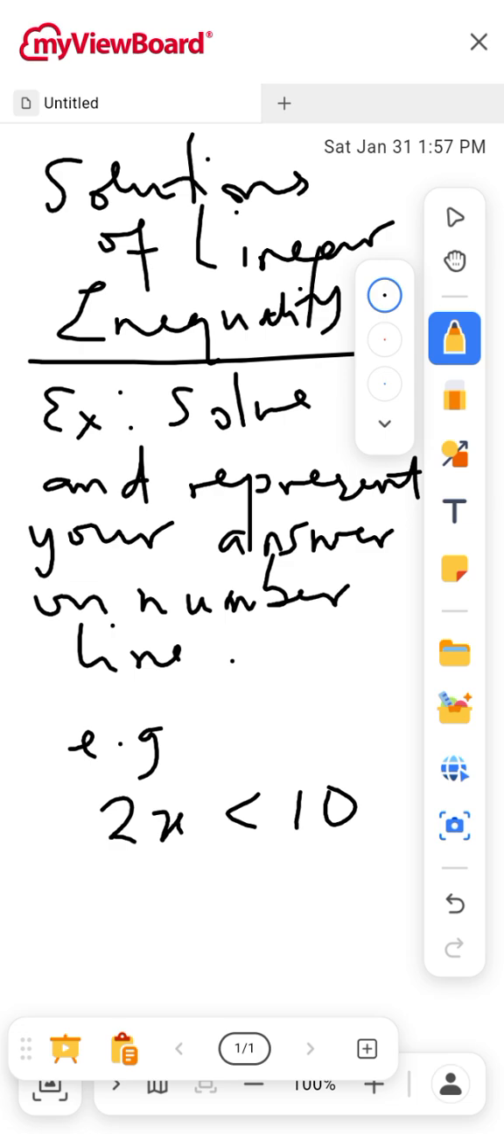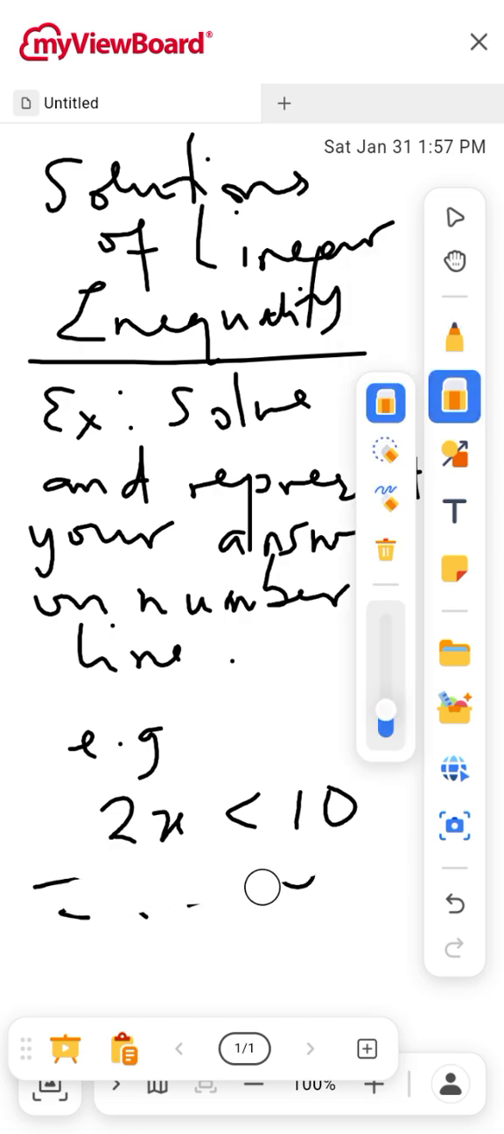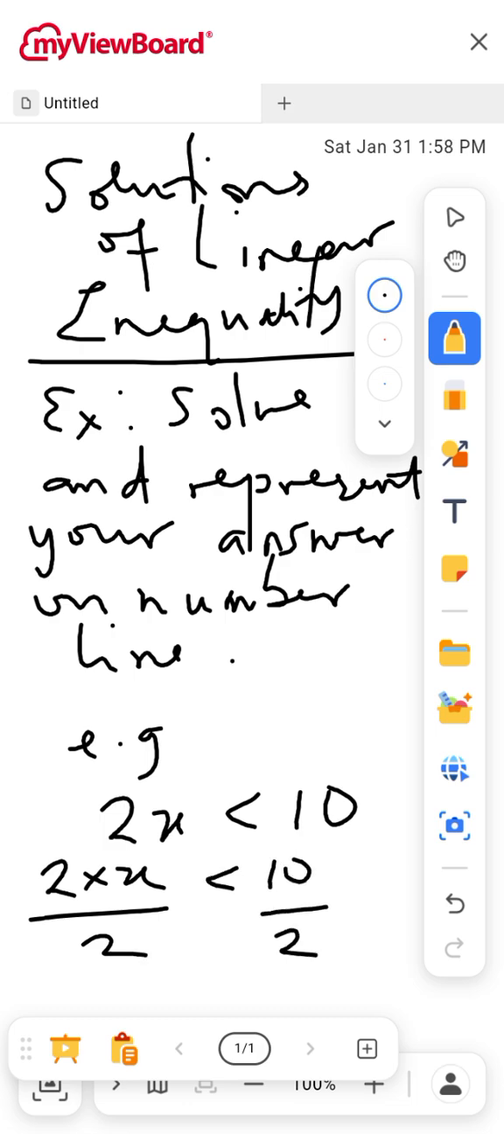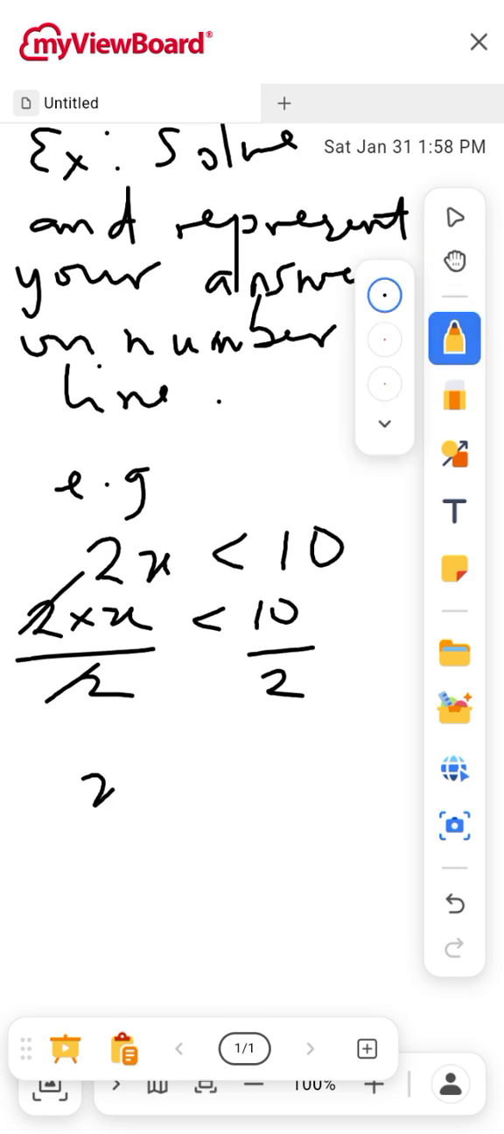We solve it the same way we normally solve a simple equation. If you have 2x equals 10, you will say divide both sides by 2. So in this type of inequality, we are also going to divide both sides by 2. That will be 2 times x over 2 less than 10 over 2. So 2 cancels 2. We have x less than 5. So this is the solution of the linear inequality.